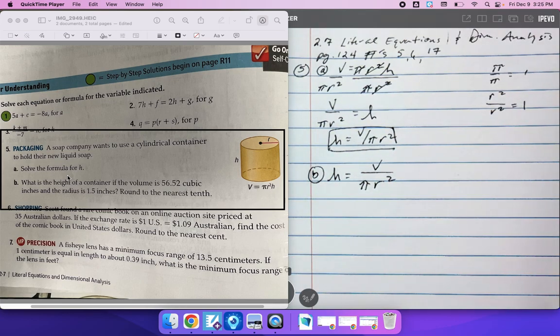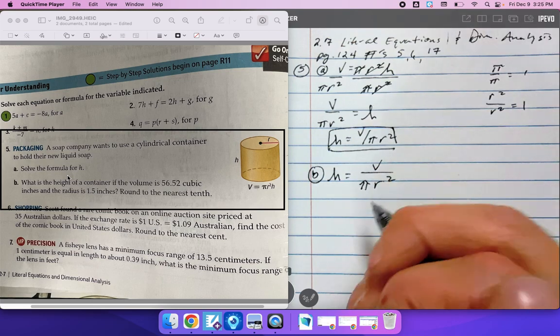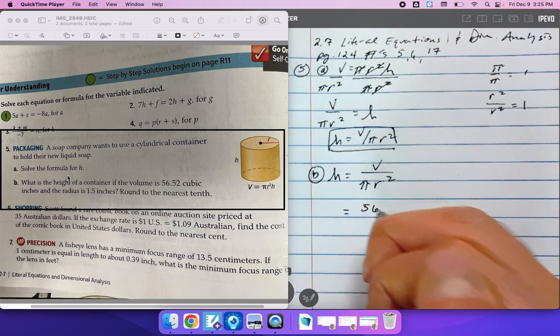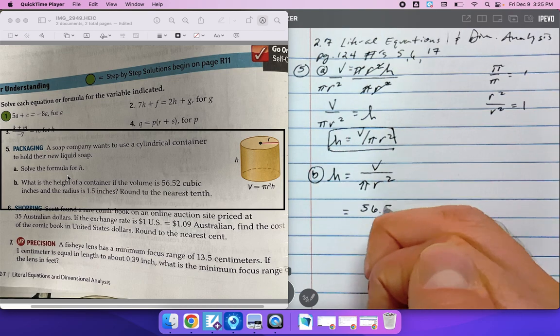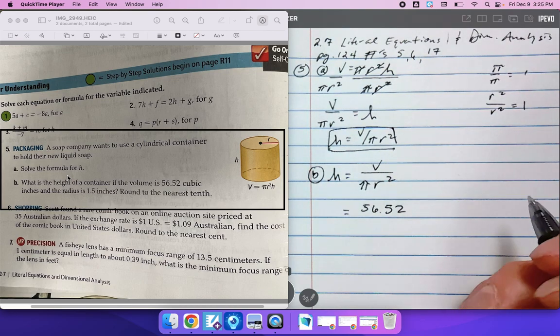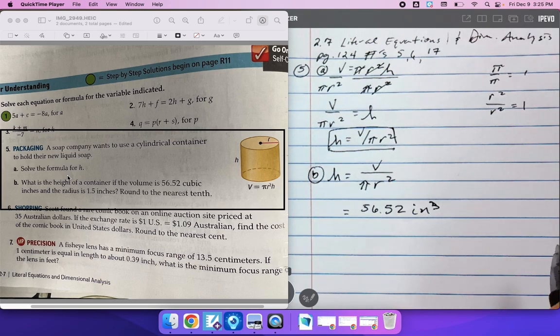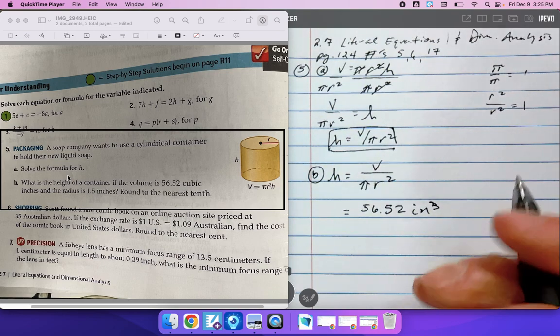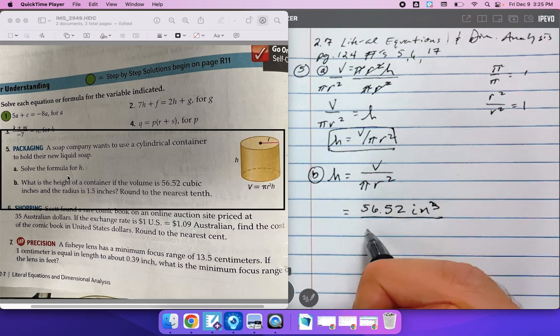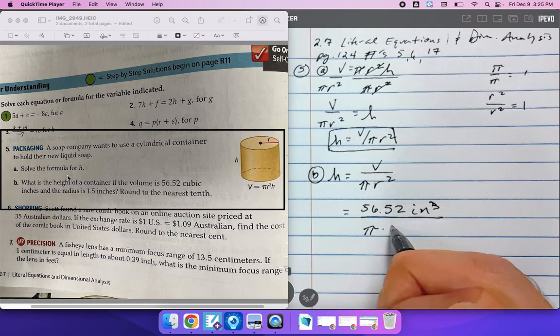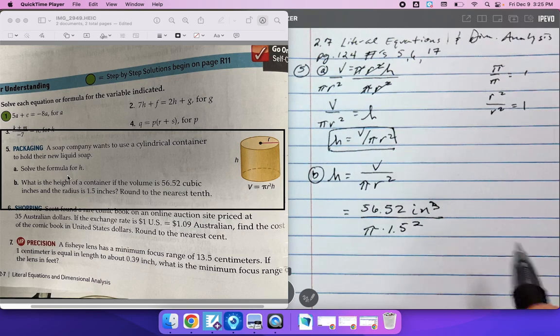So let's see, what's the height of a container if the volume is 56.52 cubic inches? So just for the heck of it, I could write my units just so we can see what happens. There's in cubed, and the radius is 1.5 inches. So here's pi times 1.5 squared.